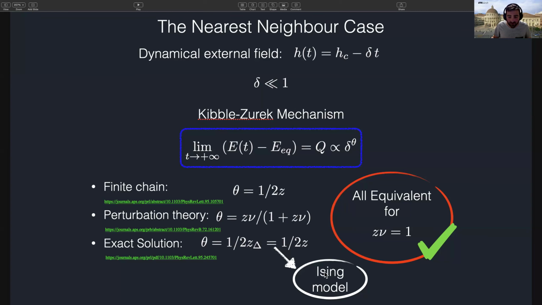But it turns out that for the Ising model, all of these descriptions are equivalent, because if you put z nu equal to 1, you will see that basically all of these results give you 1 over 2. Because for the Ising critical exponents, z nu is equal to 1, but also z and nu are both equal to 1 singly. And so you see that basically these results all agree.